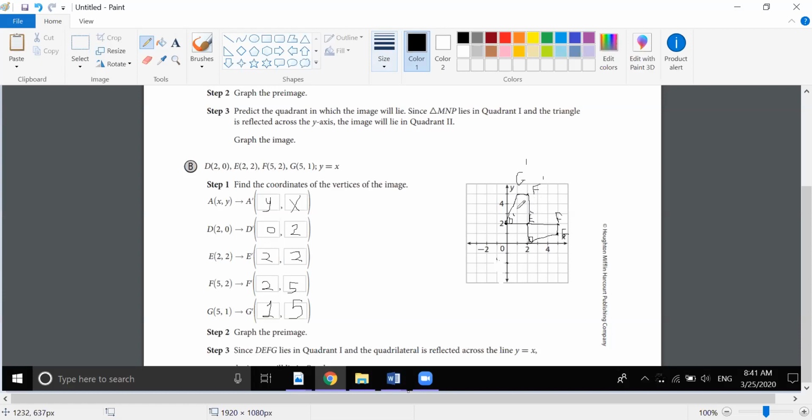Can you see the two figures together? Why is the figure like this? Because this is your line of reflection. The line of reflection, which is y equals x, is this line. And as you can see, the two figures are reflecting over this line. Is it understood? I hope so.